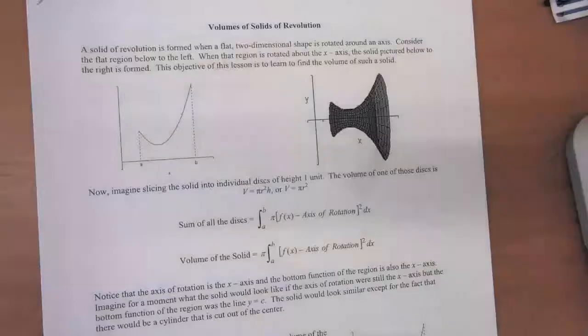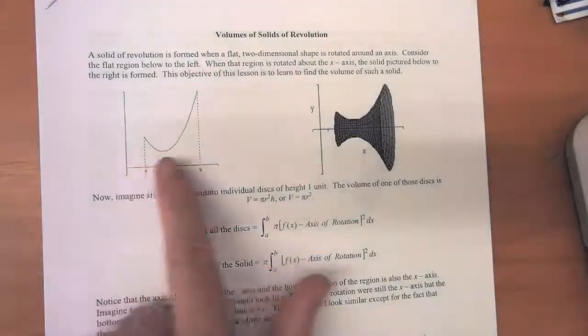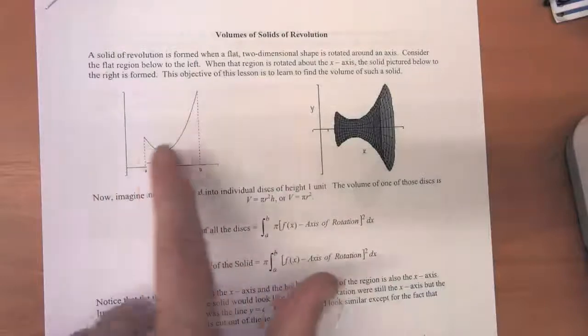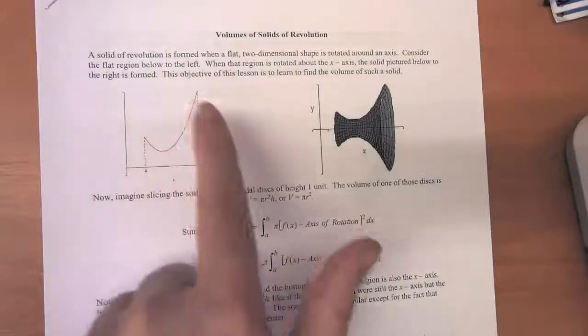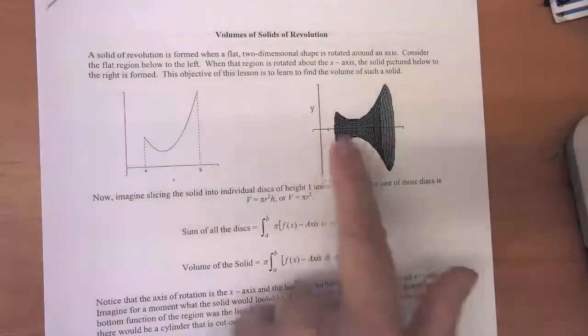In the last video, we started talking about the volume of solids of revolution. So let's take a look at page 639 in the notes and start looking at the mathematics behind this. Here's an example where we're going to take this probably parabola shape and spin it around the x-axis. And so it's going to look a little bit like this.